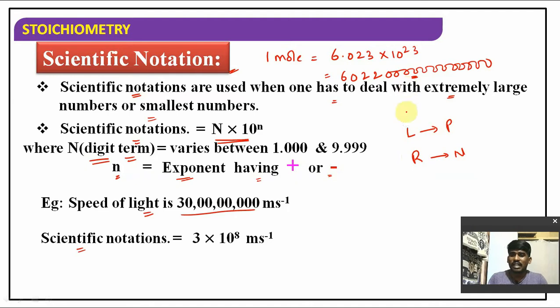LPRN shortcut. Left side, if you are adjusting the decimal, the exponent will be positive. Right side, if you are adjusting the decimal, the exponent will become negative, guys. So if you adjust the decimal to the left side 7 places, 1, 2, 3, 4, 5, 6, 7, 8, that means you are adjusting it to the left side. So the exponent can be taken as positive. It will be 3 into 10 raised to 8 meter per second.